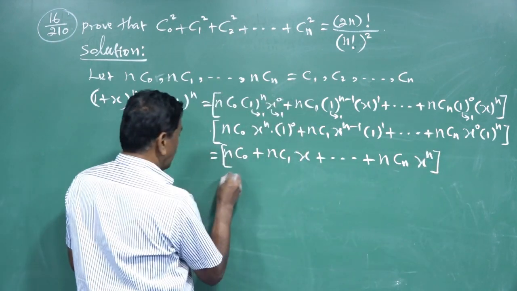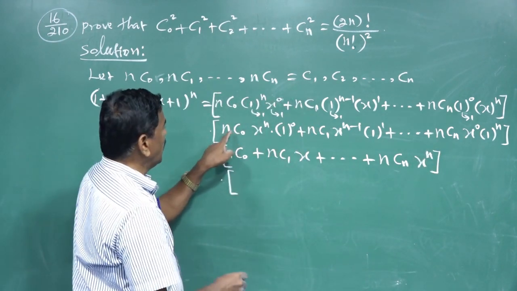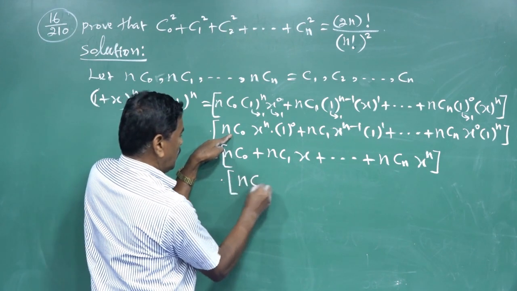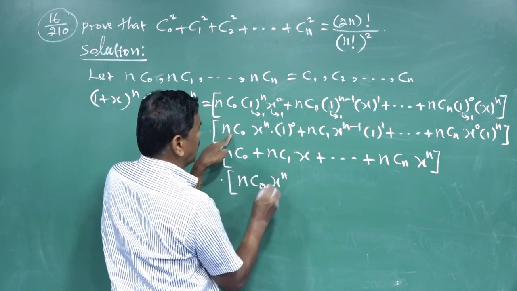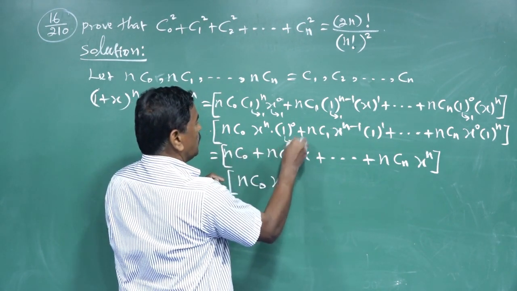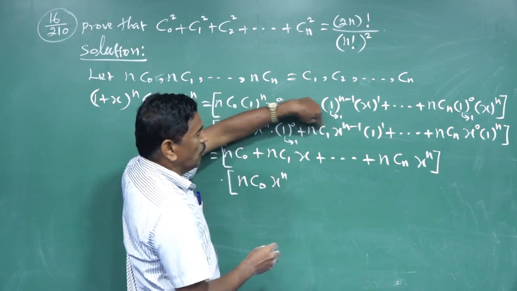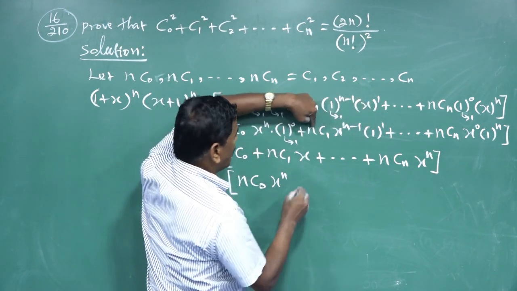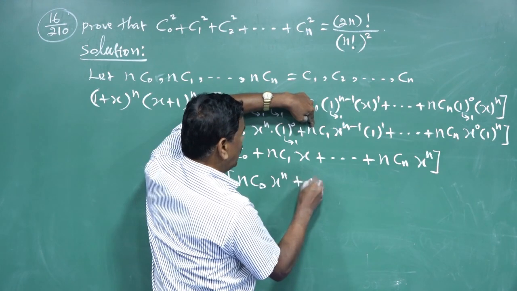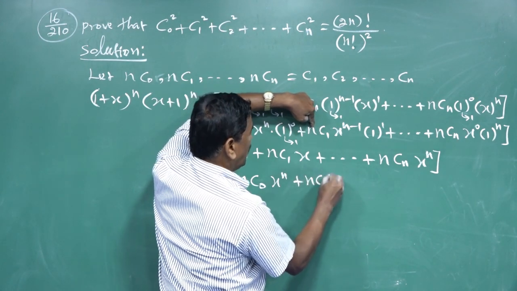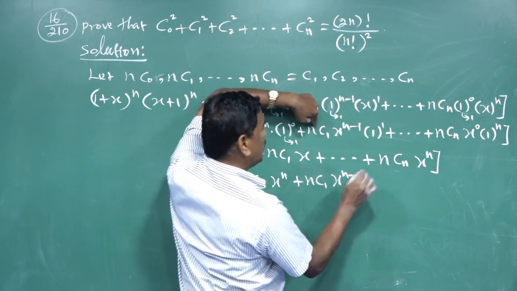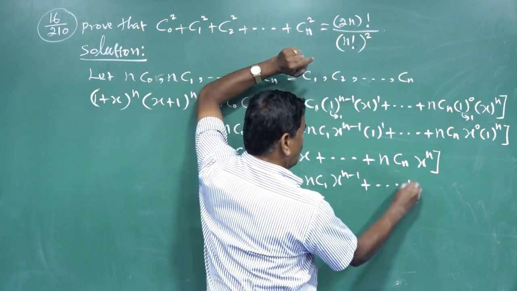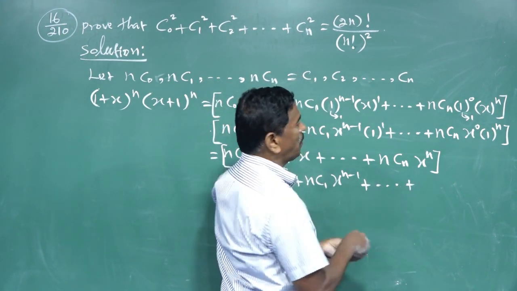Okay, into the second expansion. Here nC0 is fixed, nC0 into x power n, 1 power 0 tends to 1. Next, nC1, 1 power 1 equals 1, and here we have nC1 into x power n minus 1. Yes, plus etc. plus etc. plus the last term.